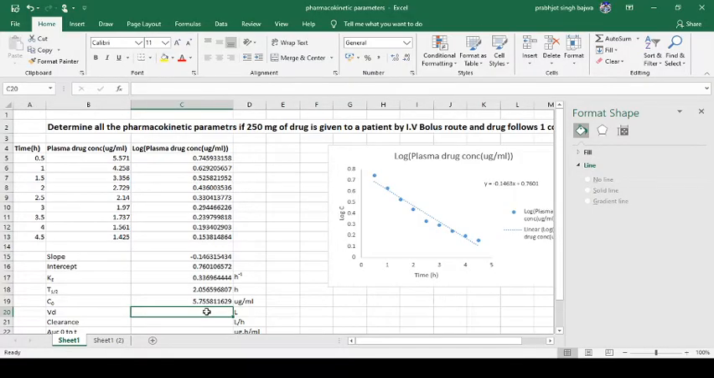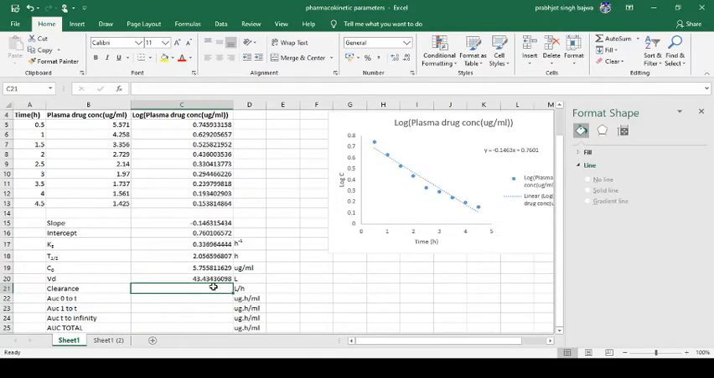Now we will calculate the volume of distribution. It is in liters. The formula for volume of distribution is X naught upon C naught. We know the X naught value is the amount of drug administered, that is 250 mg. So we will write the formula: equal 250 divided by C naught. C naught is here, we will select it and press enter. So 43 liters is the volume of distribution.